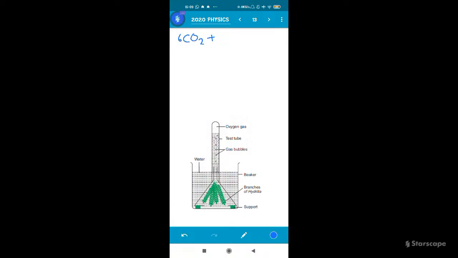6CO2 plus 12H2O gives C6H12O6 glucose. Some water is also released and we are getting oxygen. So as we see, oxygen is produced by this procedure which is helping so many organisms on earth to survive, right? Okay, let's move on to the next question.